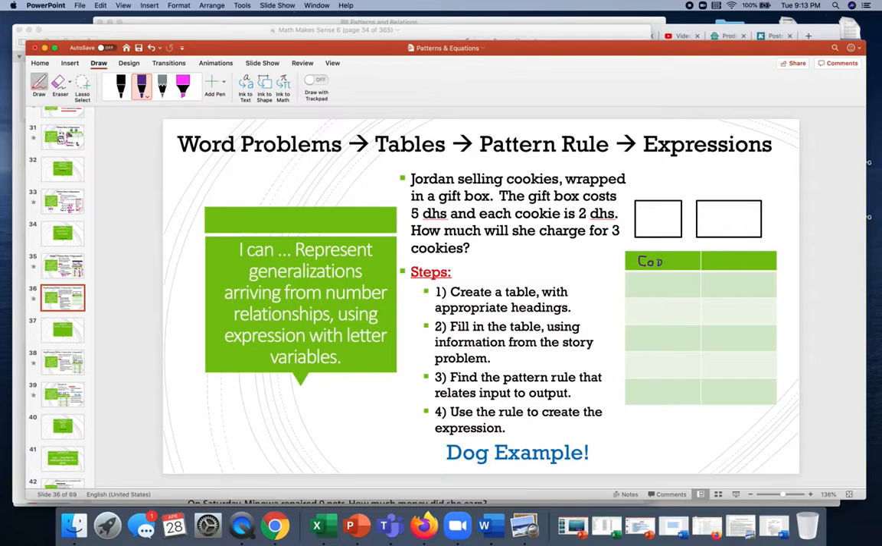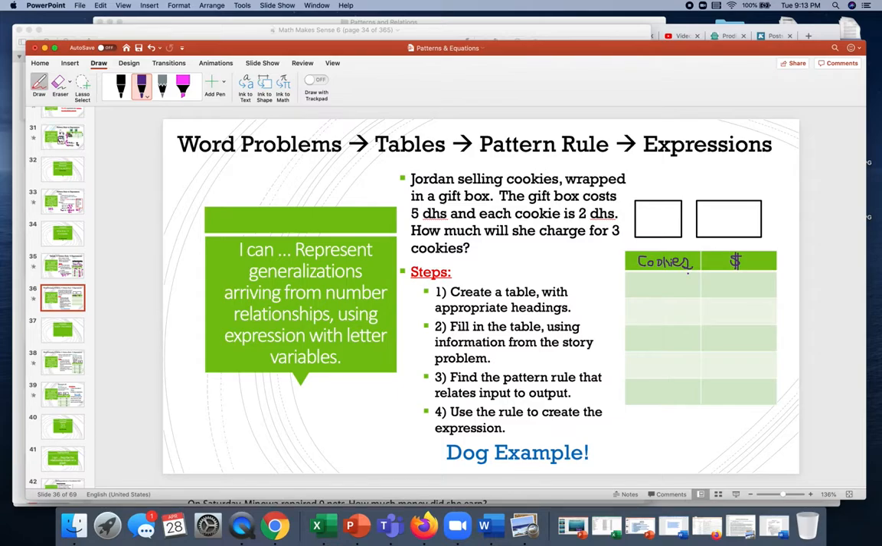So cookies could go here. Okay, hopefully you're able to also write this in. My pen is so slow. There we go, some cursive. And then this is the amount. I'm just going to put this over here. The amount that she charges. Okay, amount that she charges.